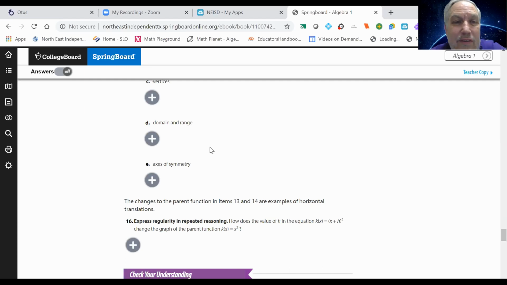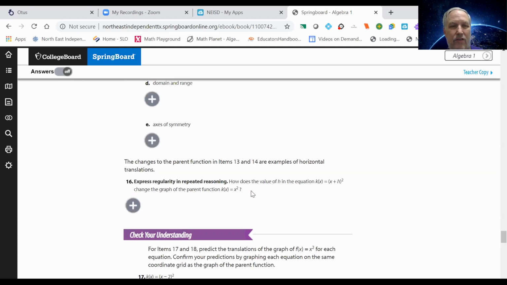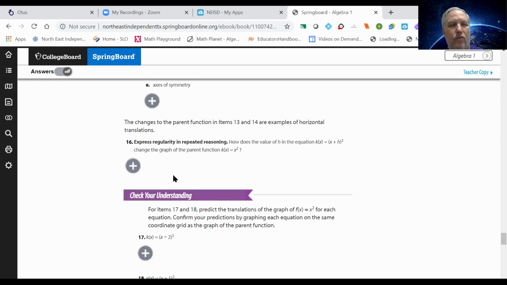The axis of symmetry, since the vertex moves, the axis of symmetry will move. It'll always be a vertical line that matches the x value of the vertex. So therefore, it'll move either to the right or to the left, depending on what the function does. The changes to the parent function in items 13 and 14 are examples of horizontal translations. Okay, so you're moving along a horizontal. And again, we've already done horizontal translations, so this should not be anything new to you.